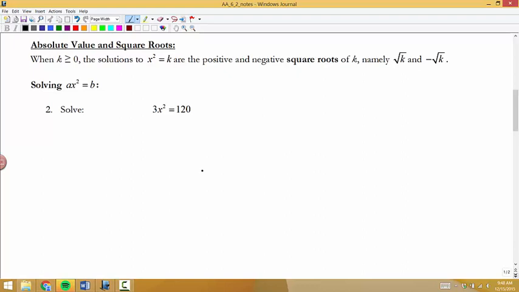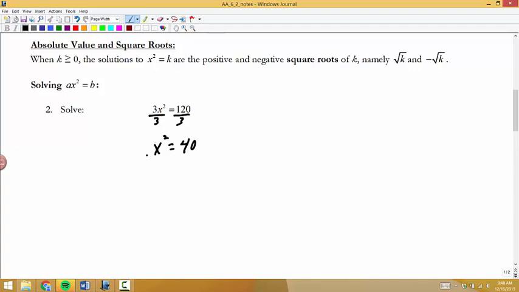All right, so let's apply these concepts involving absolute value and square roots to solve a quadratic equation. If I'm going to solve this, right here is a quadratic because we have a squared as our highest power there. I'm going to start by doing what I would always do, and that's just divide by 3 on both sides. Therefore, x squared would be equal to 40.